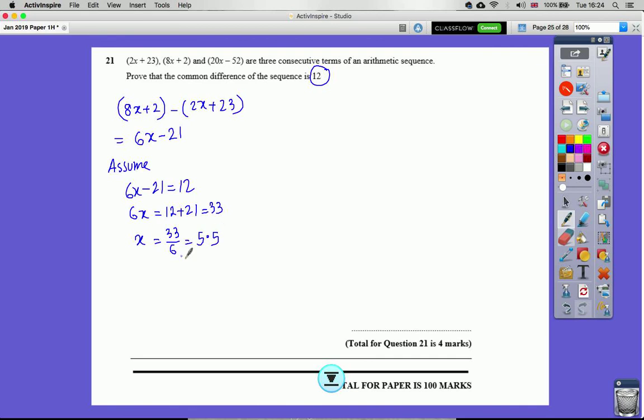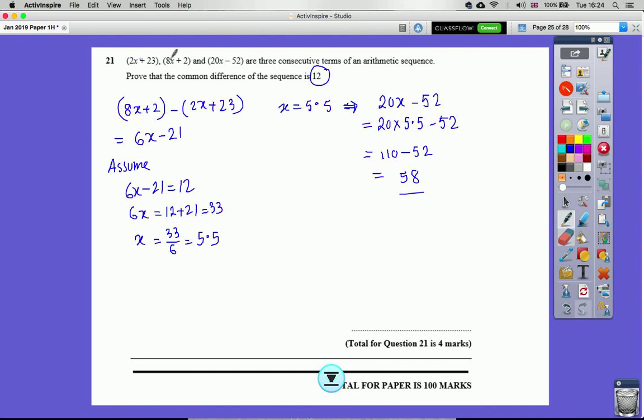5.5. Now we're going to put the 5.5 into the third term. So x is equal to 5.5. So putting that into the third term, 20x minus 52 is 20 times 5.5 minus 52, which is 110 minus 52, 58. Okay, so the third term, according to this, we got 58.